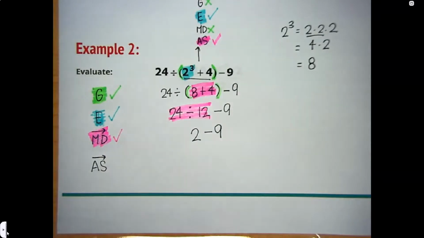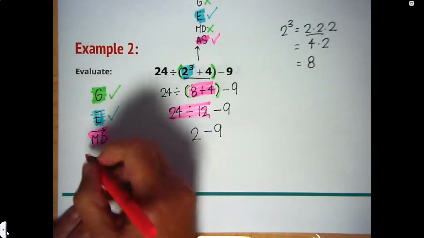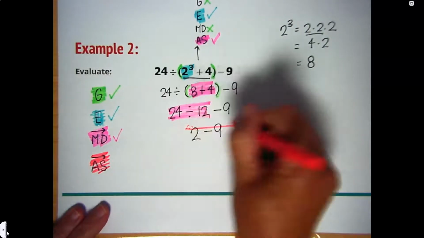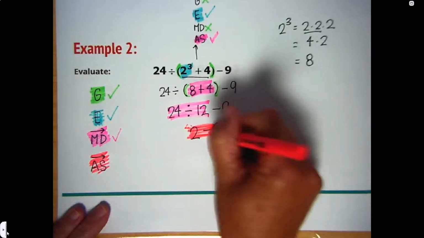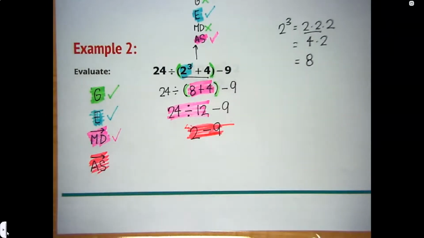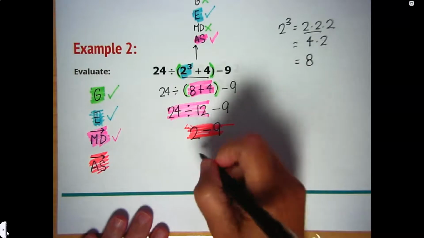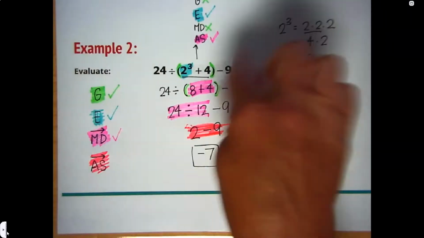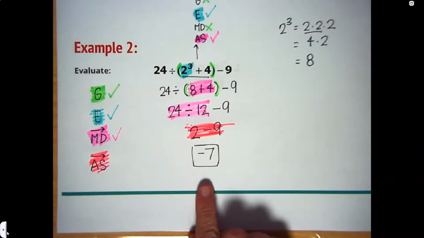The only thing left in this problem is a subtraction. Add or subtract. So I am going to do 2 minus 9. 2 minus 9 on this problem, and that's going to give me a negative 7. So the value of this expression that we started with is negative 7.